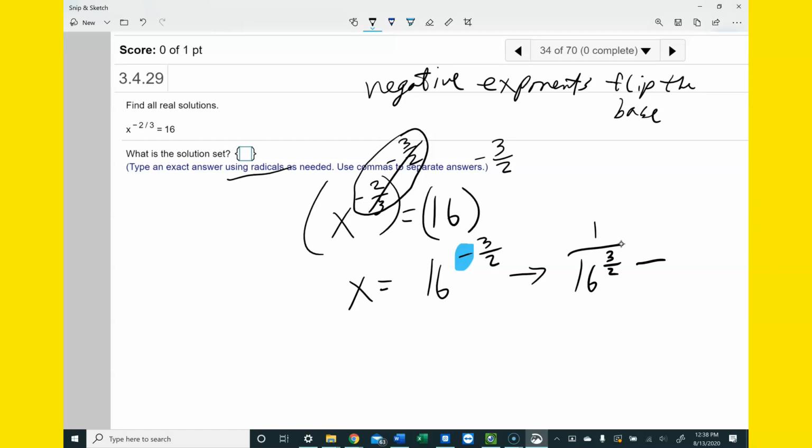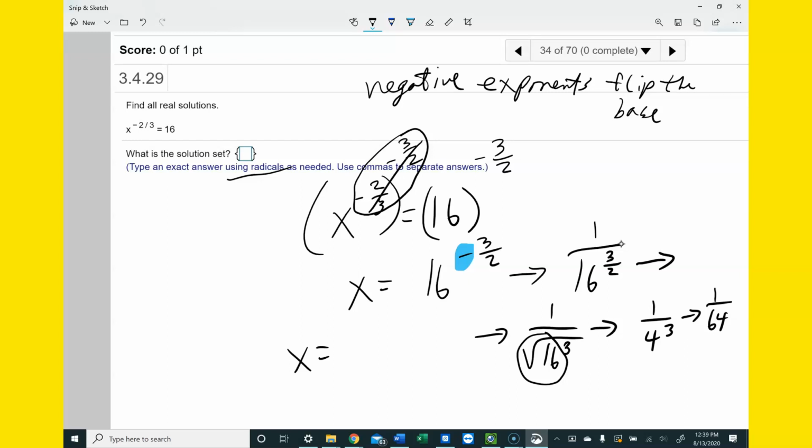And then that becomes 1 over the square root of 16 to the 3rd. And then I can say, well, the square root of 16, that's 1 over 4 to the 3rd, because the square root of 16 is 4. I can do that part, that's 4, and then raise it to the 3rd power. And 4 to the 3rd power is 4 times 4, 16 times another 4 is 64. 1 over 64. So x equals 1 over 64.